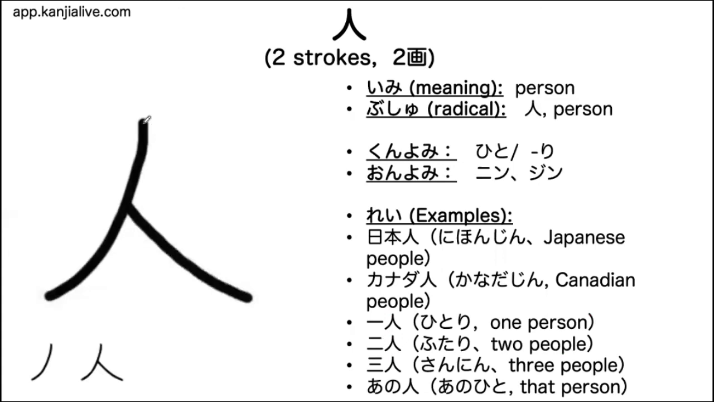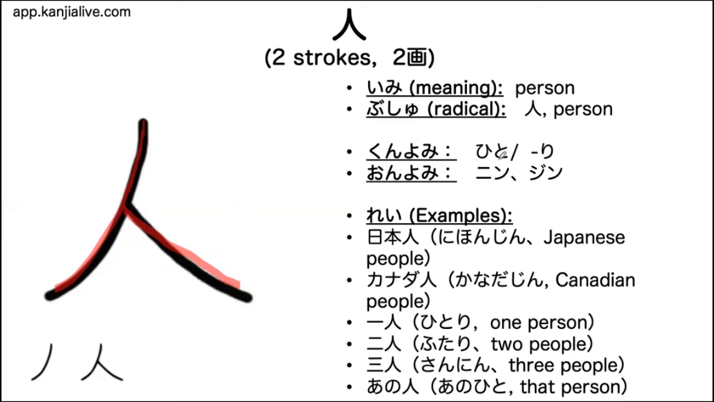It's very simple, right? Two strokes. One is here, and then two. Some people recognize that this one is person, and this one is another person. So people are usually regarded as supporting each other. That's why these two people represent person. So meaning is person, of course. Bushu radical is hito, person.